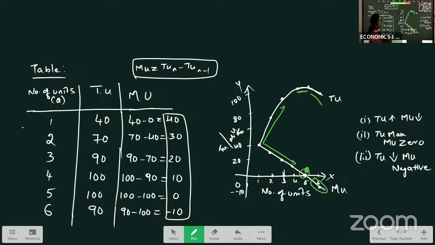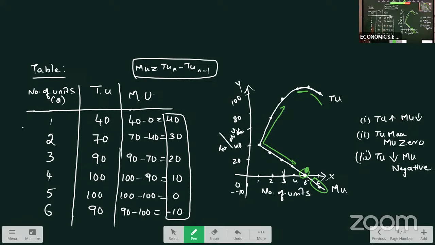Is it clear now how to do the table and graph? Hope everyone understood this table and graph, because this is very, very, very important. And in economics first year, whatever laws you read, everything is based on this law only. What does this law explain? The more the quantity, the less the satisfaction. So every law is based on this one only.